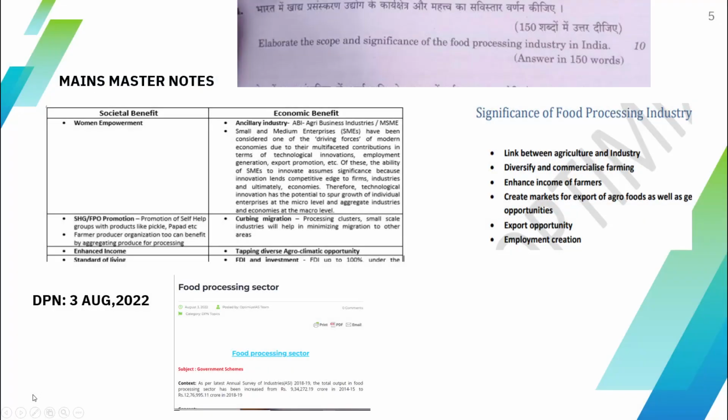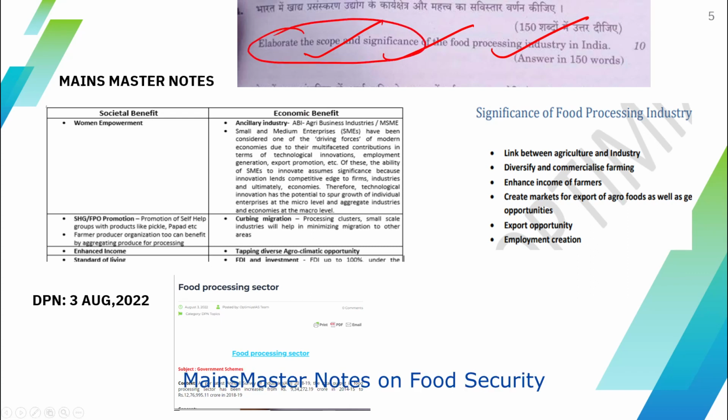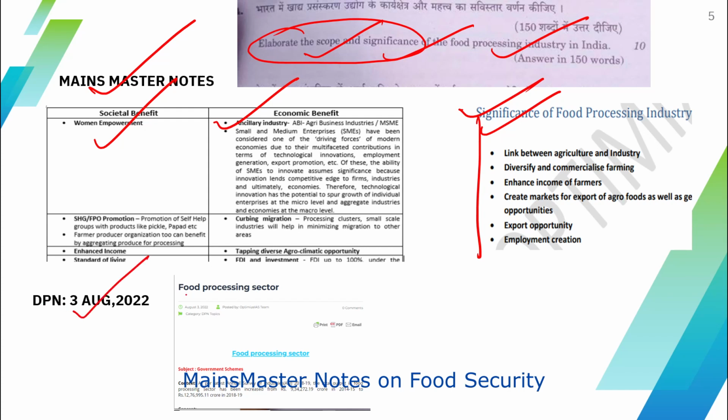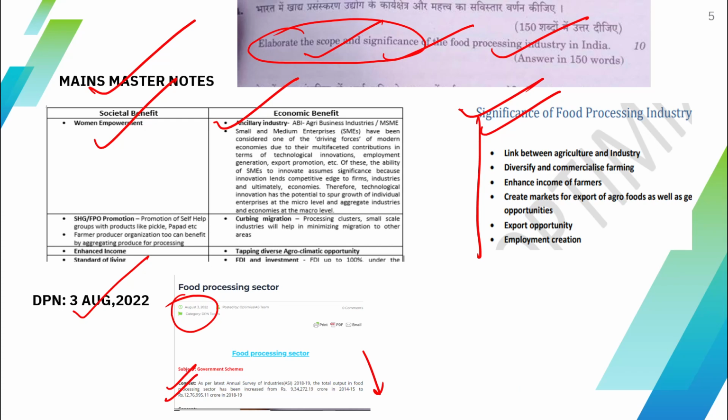Next question, let us see here. Elaborate the scope and significance of the food processing industry in India. This is directly the wording picked up from the UPSC syllabus. If you have prepared this static content from the mains master notes, you can see the significance of the food processing industry, and you should always use some current data. For current data, see the DPN, daily prelims notes, 3rd of August 2022, where I have given some current facts and schemes related to the food processing industry. You see how you have to link the static knowledge and the current facts.